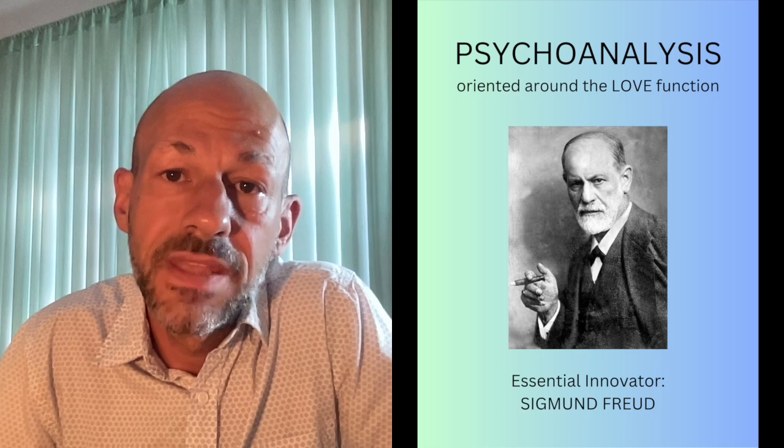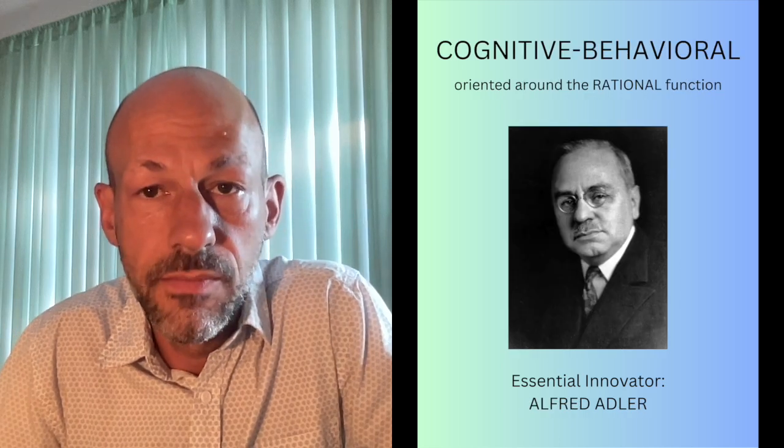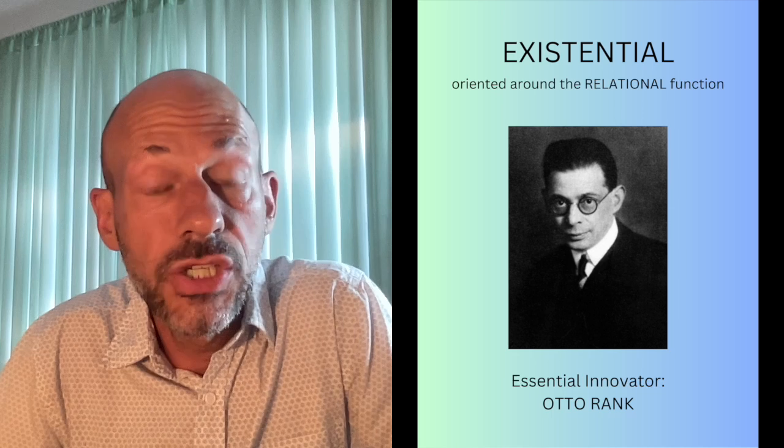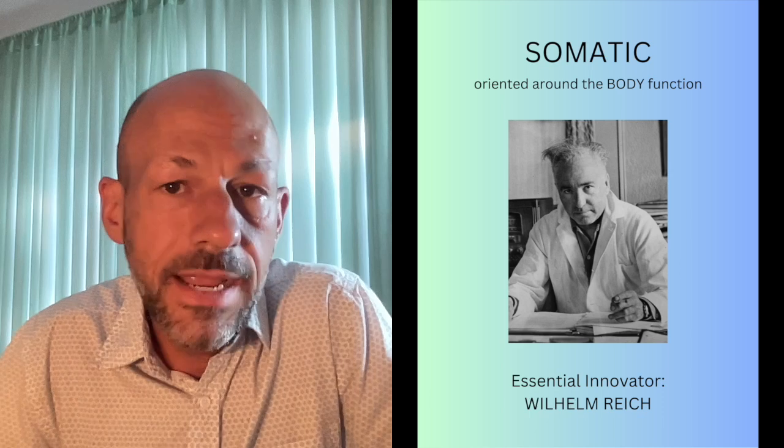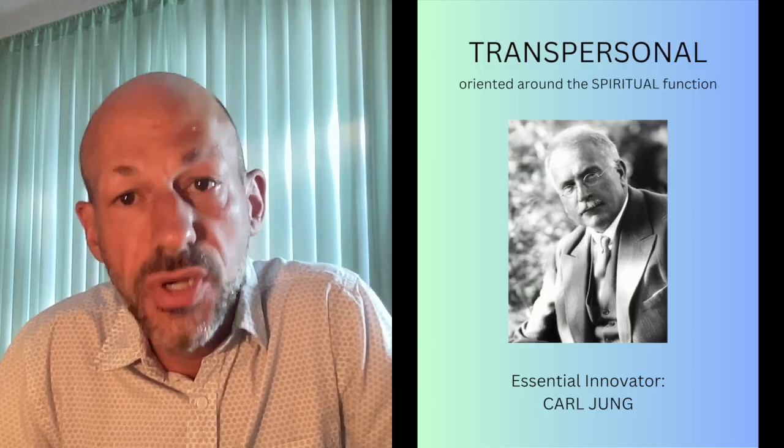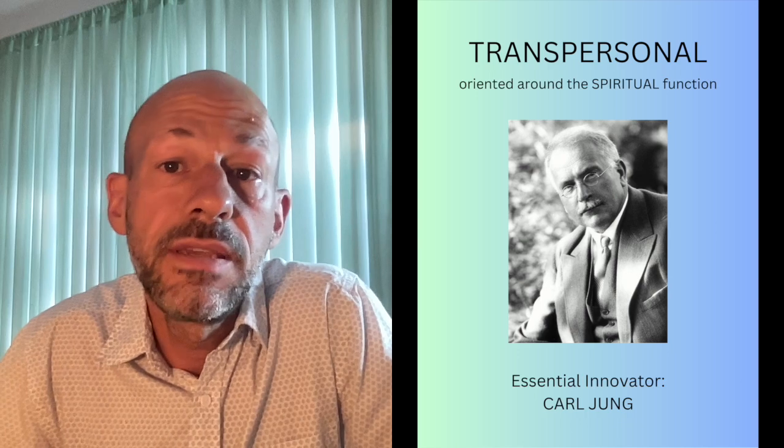Starting with the basic therapeutic approaches, there are 7 classic psychotherapy traditions, and each one is oriented around a different human function. That's why you get those 7. And I'm going to list them for you. We have the psychoanalytic, the cognitive behavioral, the existential, the systemic, the somatic, the transpersonal, and finally the expressive.